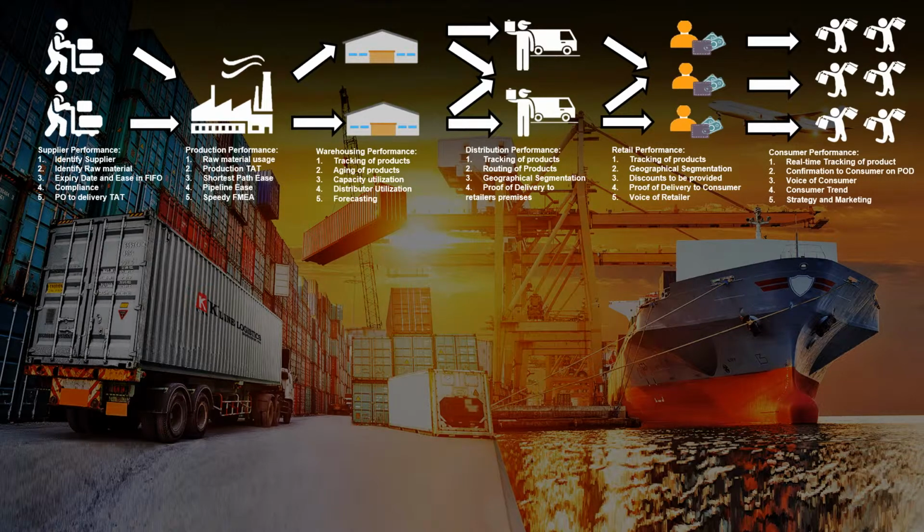Moving forward, the consumer. Consumers are the end users for whom the entire supply chain works. Real-time tracking of products is possible with the help of barcode or QR code because these codes are linked to the internal system or a shipment ID or transaction ID.